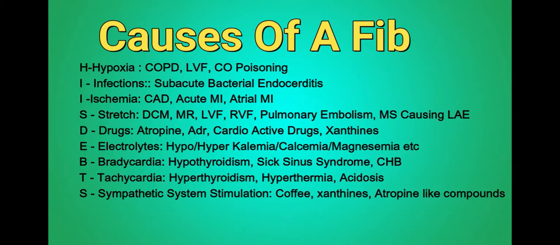Then S for sympathetic system stimulation. Anything causing stimulation of the sympathetic nervous system, like coffee, xanthines, atropine-like compounds, and nebulizations which we give to COPD patients with the beta stimulants, they can cause sympathetic nervous system stimulation.